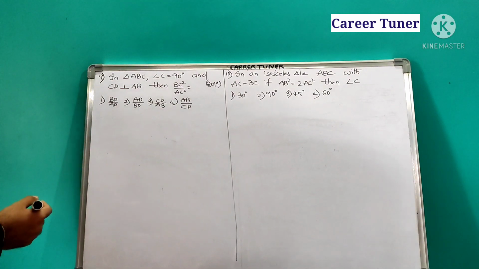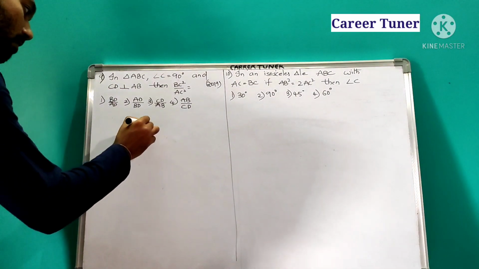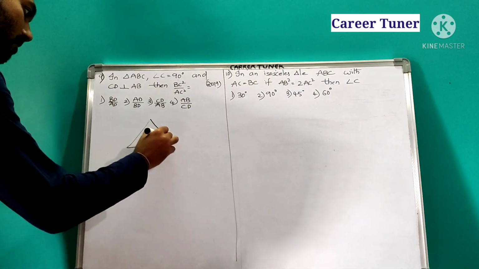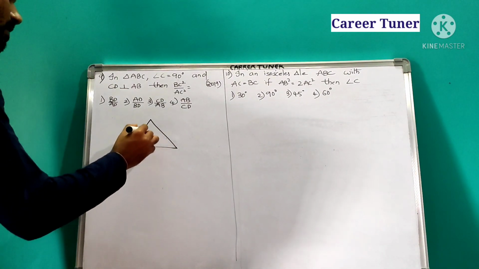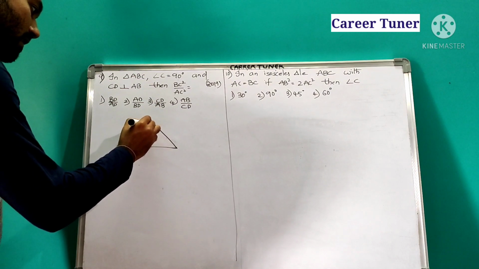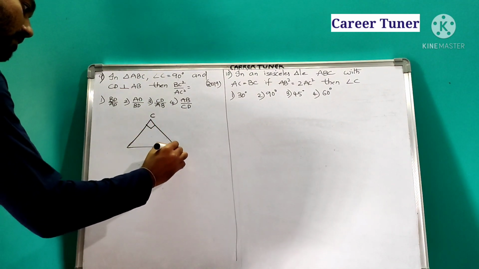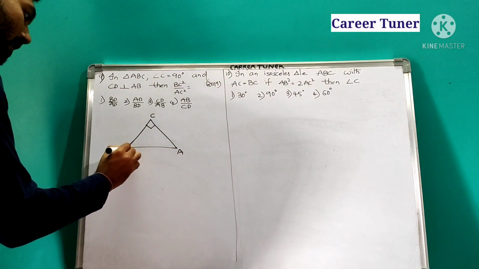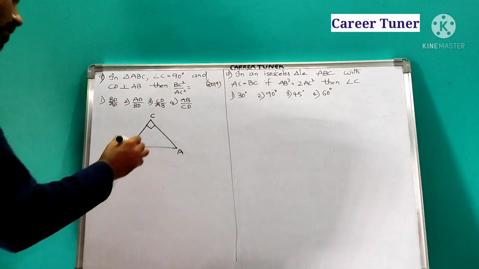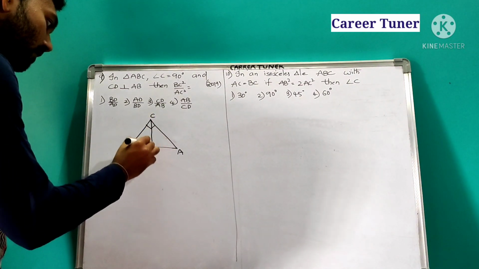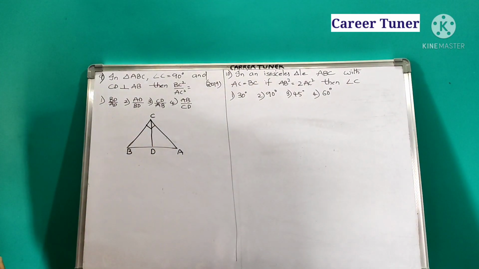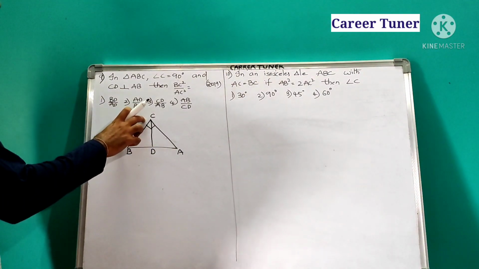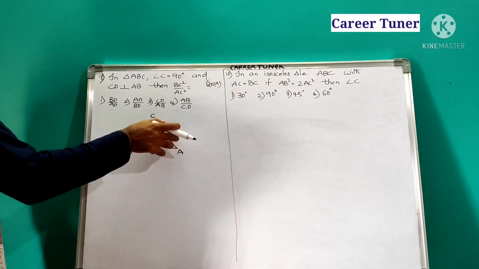Now let us draw a triangle. Okay, let this be triangle ABC. So what he is saying, angle C is 90 degrees, so let this be C. So ABC is our triangle. Okay, and we are going to draw CD. So CD is perpendicular to AB. The condition is satisfied. Now what is he asking? BC square by CA square.